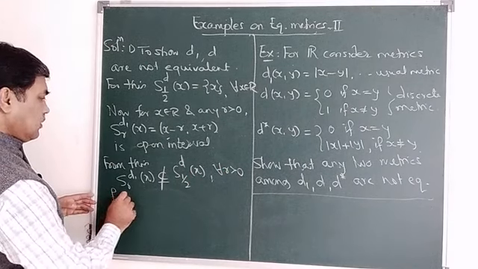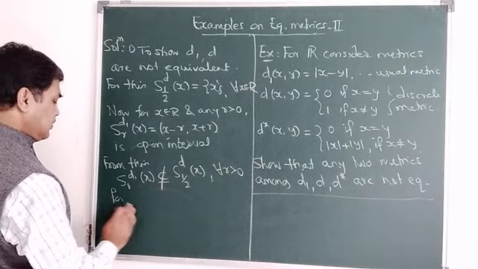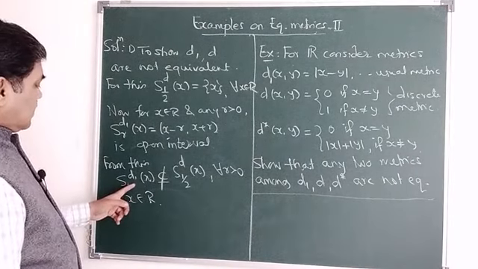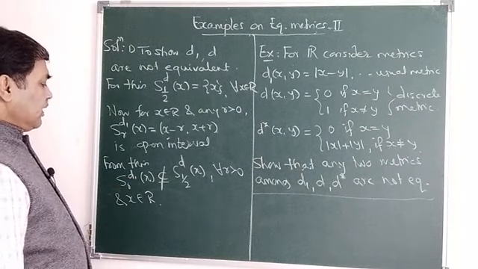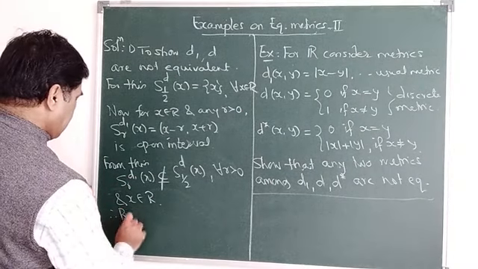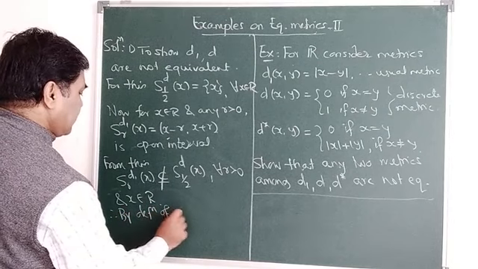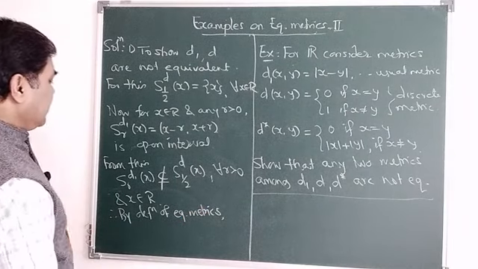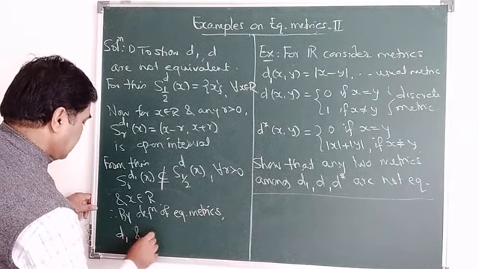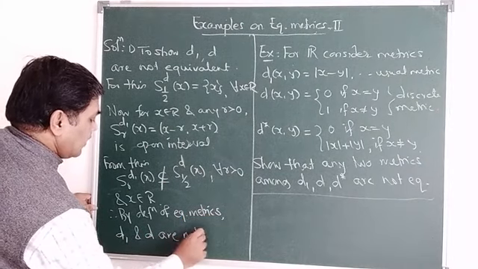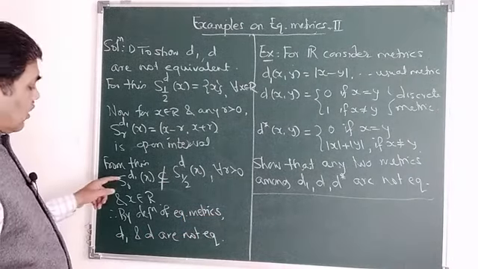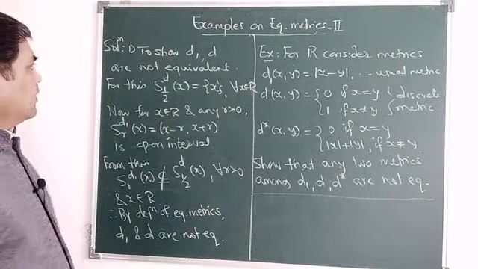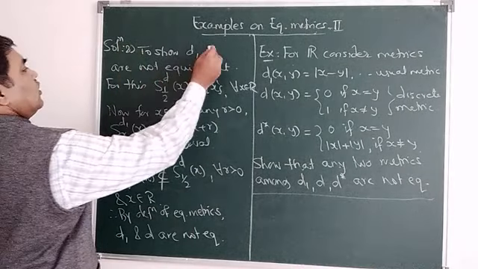This holds for every r greater than 0 and x belonging to R. And therefore, by the definition of equivalent matrices, d1 and d are not equivalent. On the same line, we will show that d1 and d star are not equivalent. Second, to show d1 and d star are not equivalent.